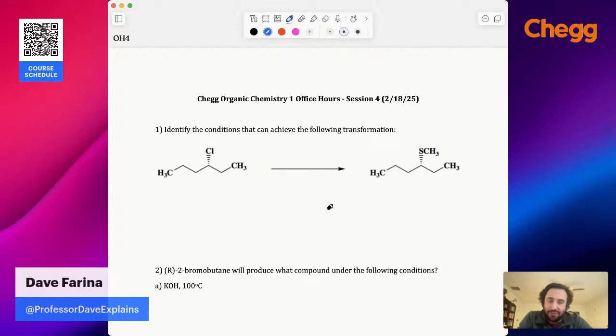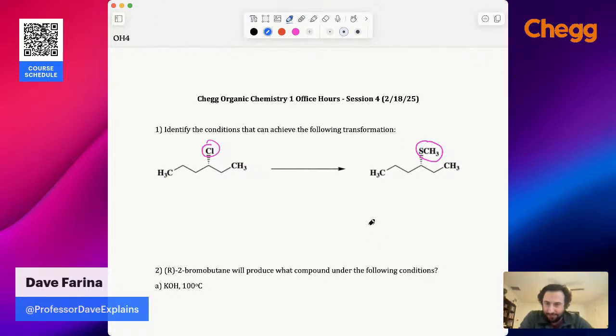Let's start with this first one here. Conditions that can achieve the following transformation. So we have this substituted hexane. And what do we have on here? We've got a chloro group right there, and then we've got SCH3 right there. So how are we going to achieve this?